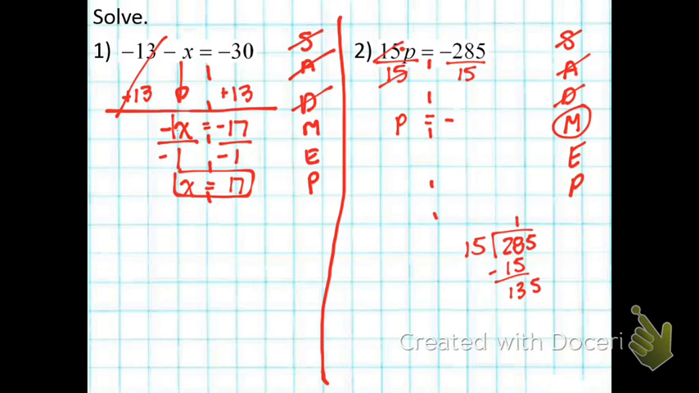Bring down the 5. 15 goes into 135 9 times. 9 times 15 is 135. Subtract, you get 0. So the answer here is negative, p is equal to negative 19.